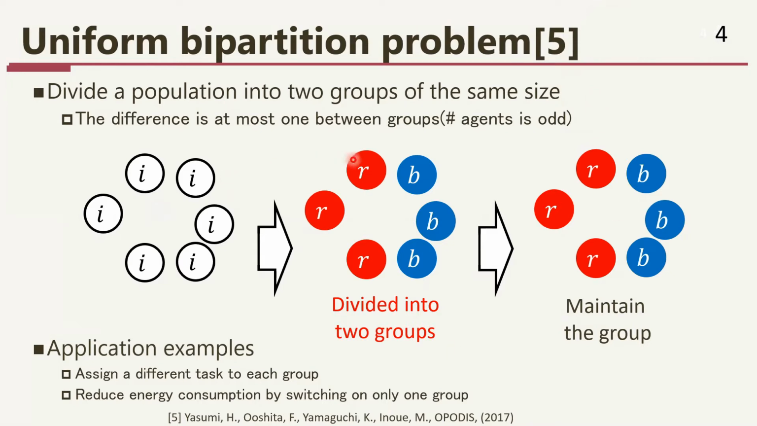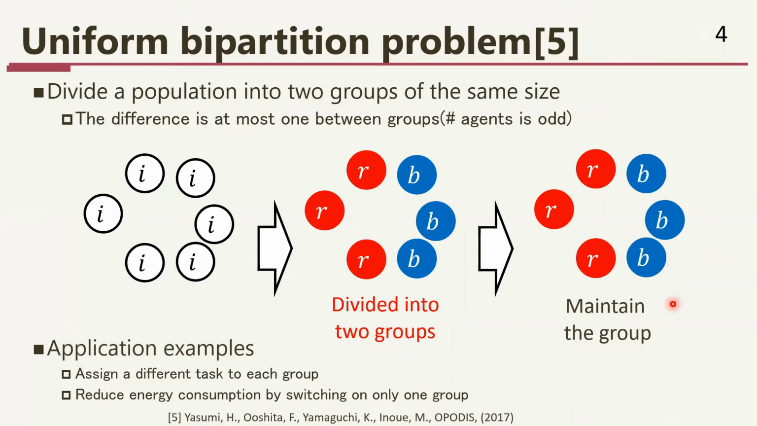Please look at this figure. This is an example of the uniform bipartition. Initially, all agents have state I. By executing the protocol for uniform bipartition, eventually agents are divided into 2 groups of the same size. Here, states R and B mean these agents belong to group red and these agents belong to group blue. So 3 agents belong to group red and 3 agents belong to group blue. That is, each group contains the same number of agents. After that, these agents maintain this configuration.